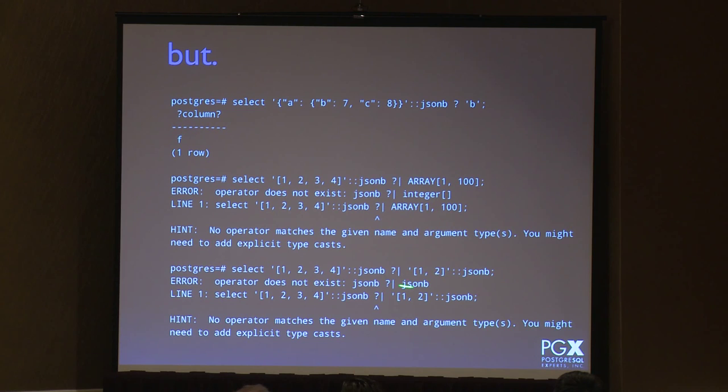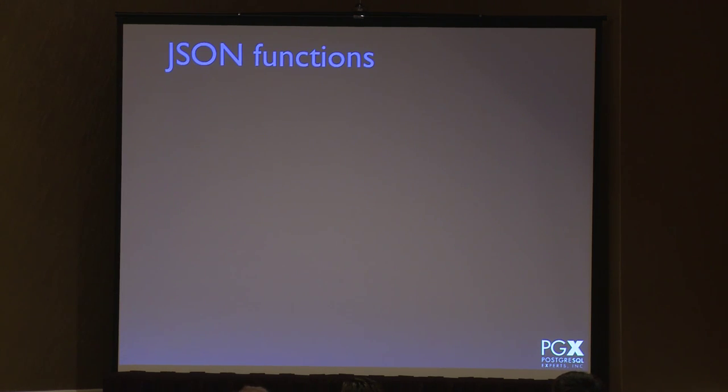And we cast this, it says, okay, well, we'll cast it to JSONB. No, that doesn't work, because it has to be a Postgres type array, not a JSON array. There are functions to convert back and forth between the two of them, so you're not stuck, but it's surprising the first time you run into this.